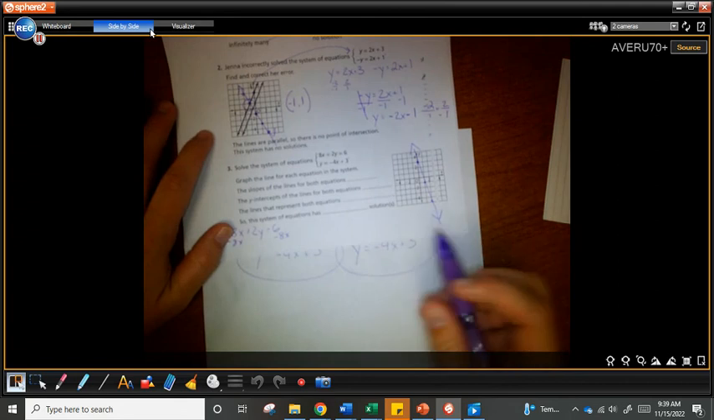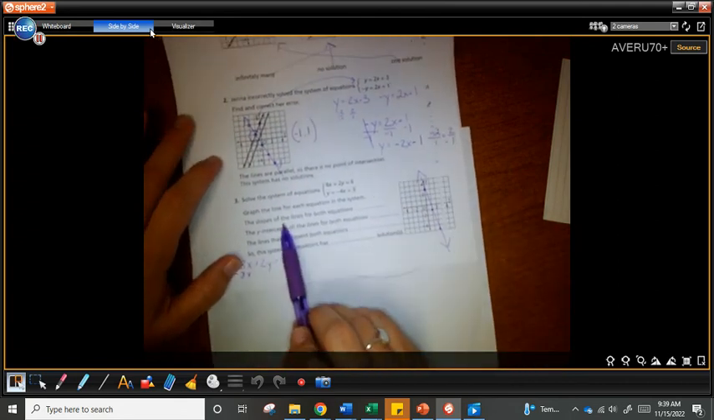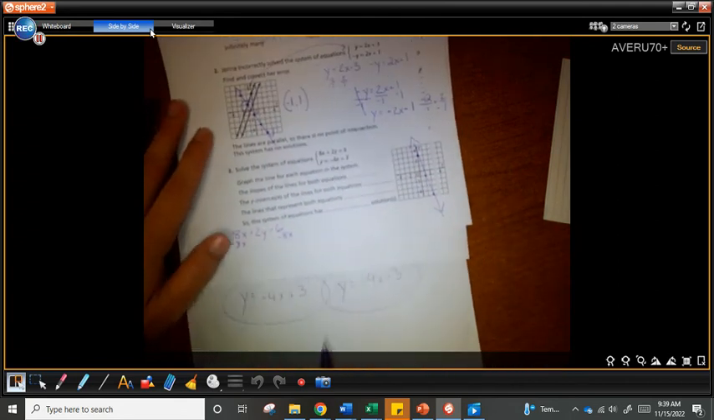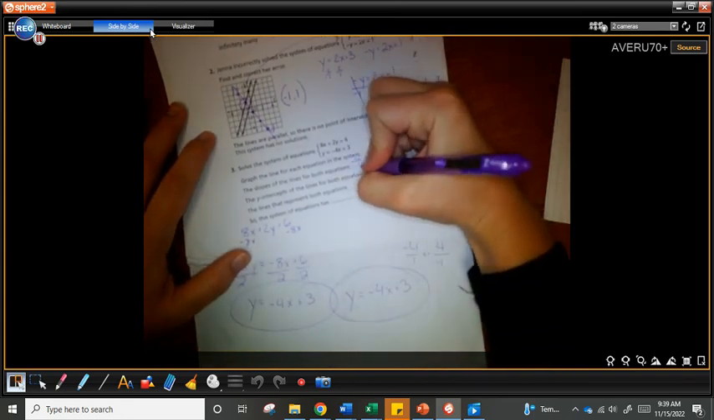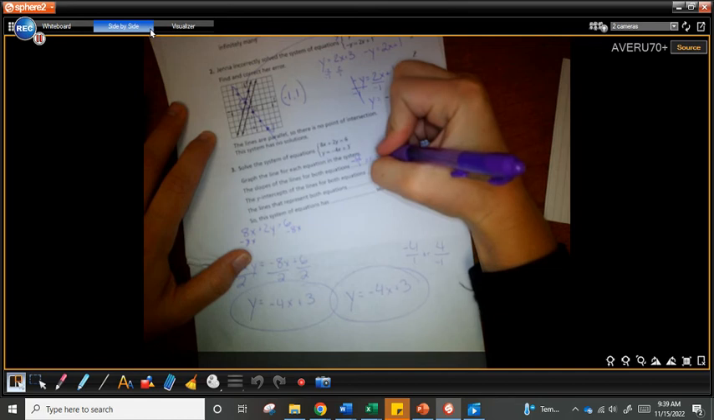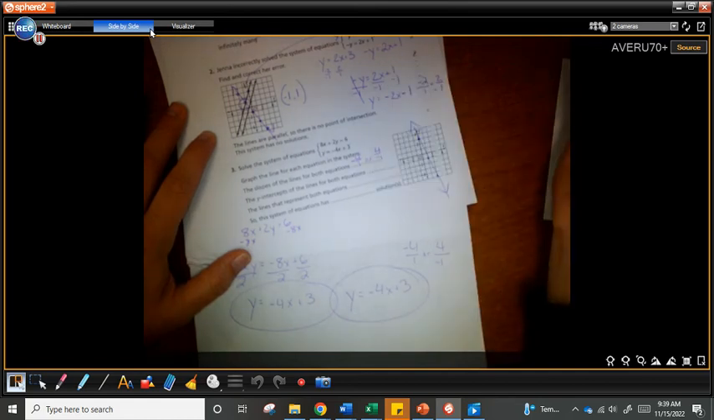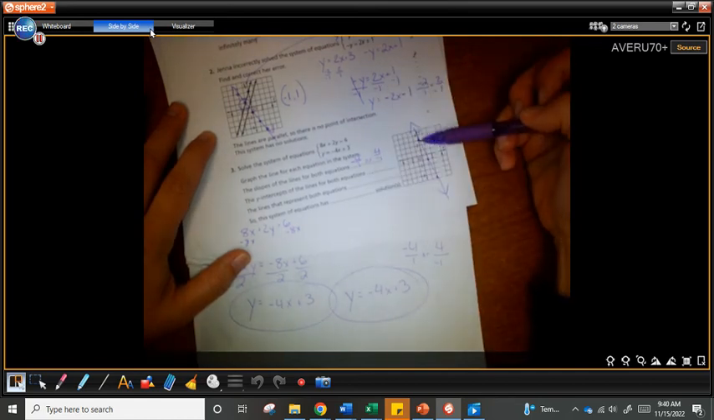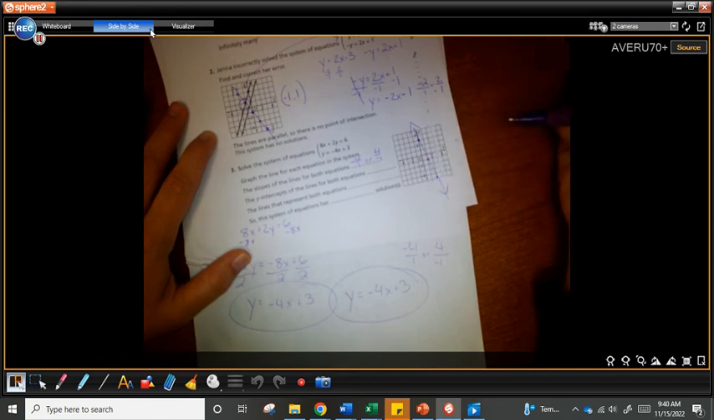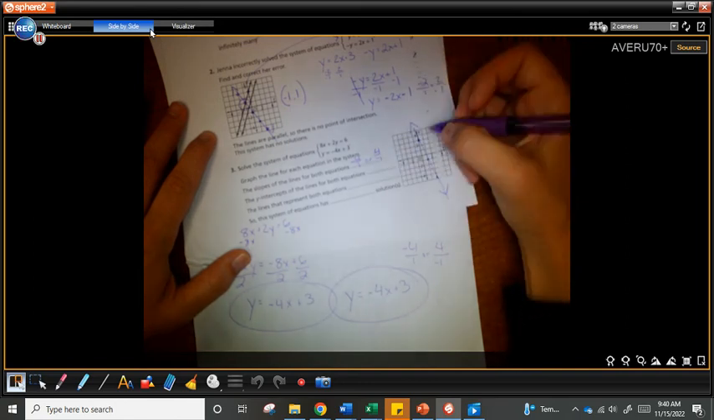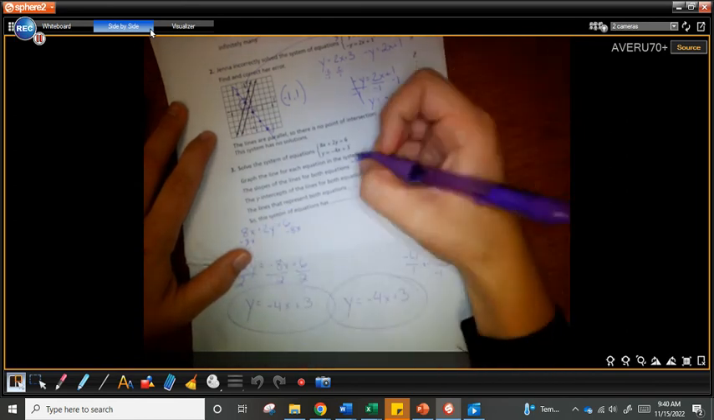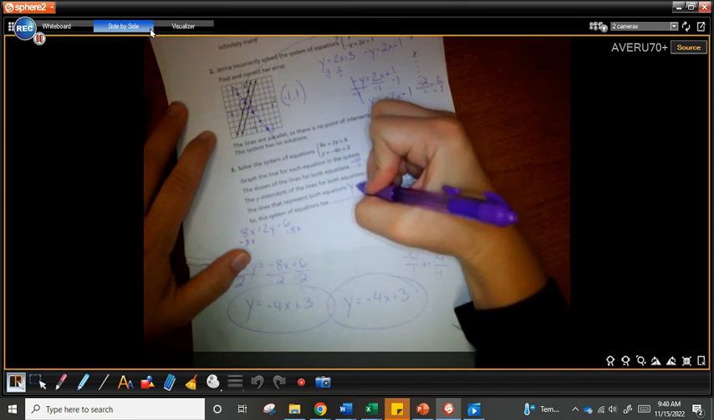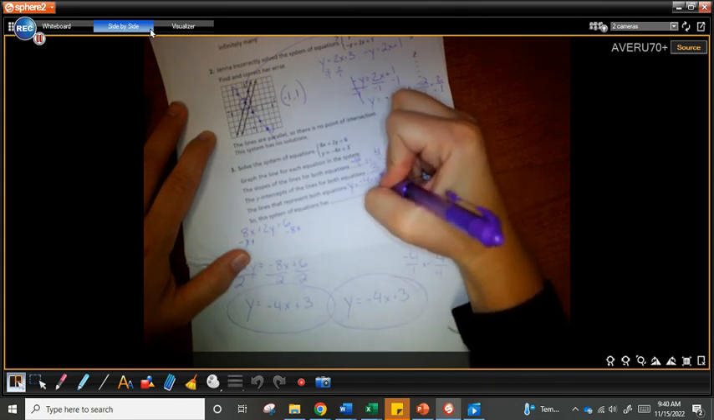I can see when I graphed it, the slope of the lines for both equations. So the slope for both lines is -4 over 1 or 4 over -1. The y-intercept for both lines, so where it crosses the y-axis, would be 3. And the line that represents both equations would be y equals -4x plus 3.